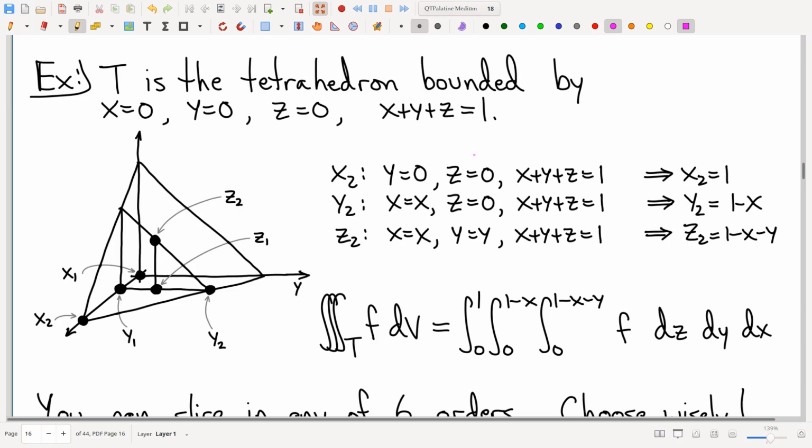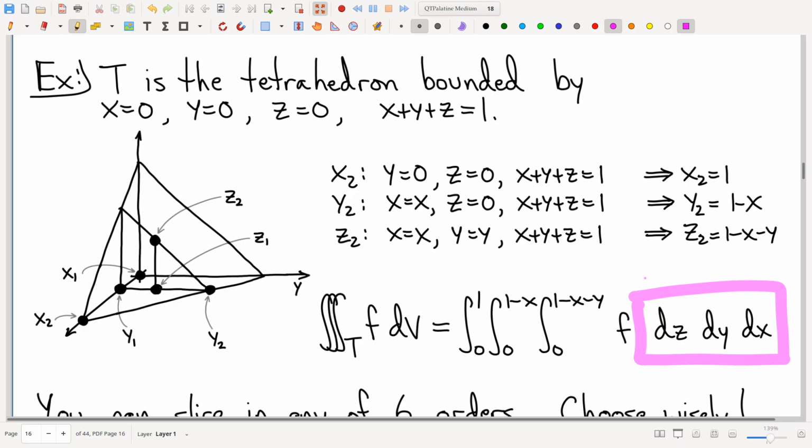Okay. Now, no particular reason, I'm going to do my slicing in this order. Yes, there are 5 other ways to do it. We will talk in a few minutes about some considerations, some strategies for how to make good choices on which order to do your slicing. For the moment, let's just take this as a given.